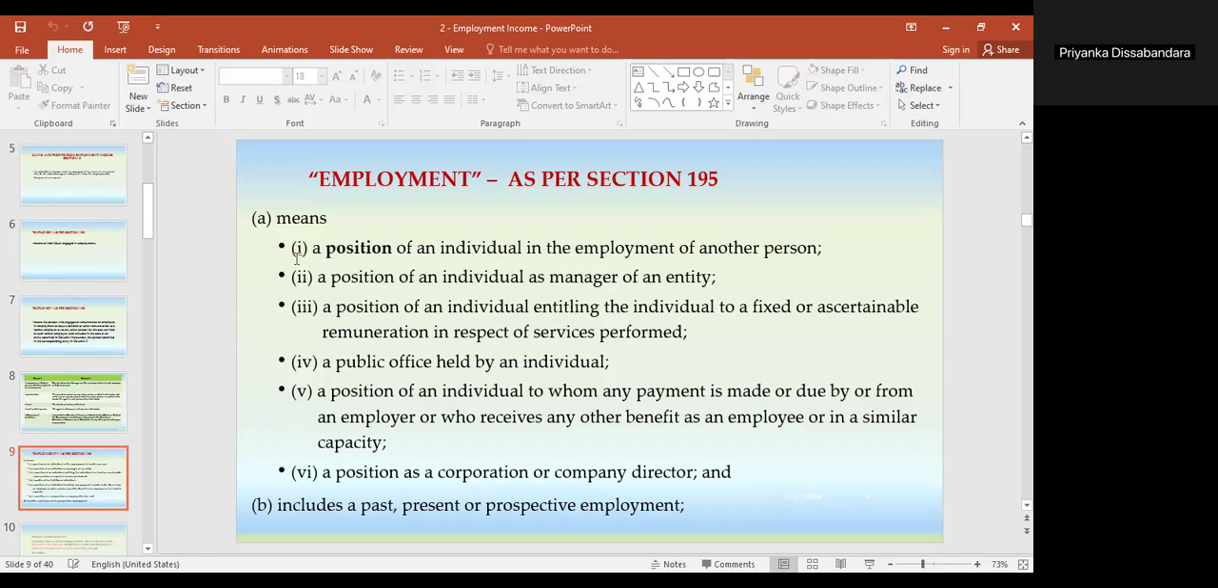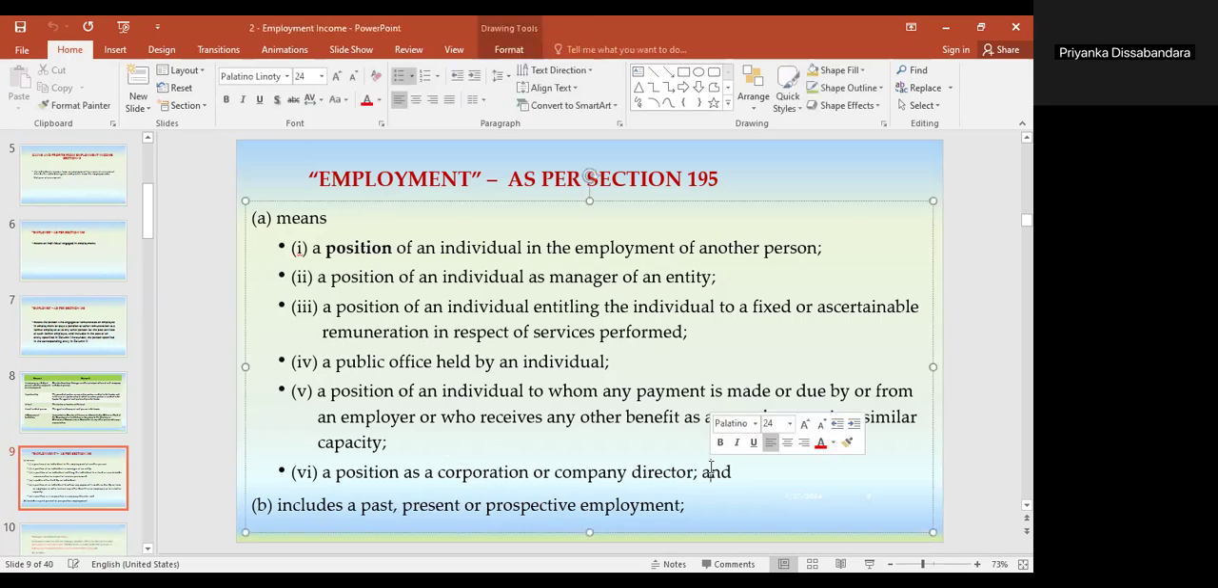So, not only this, the employment includes past, present or prospective employment. What is the meaning of that? Past, present or prospective. Past means it is in the past. Present means now we are working. And prospective means future employment. If we receive something in respect of future employment, that income is also a part of the employment income.